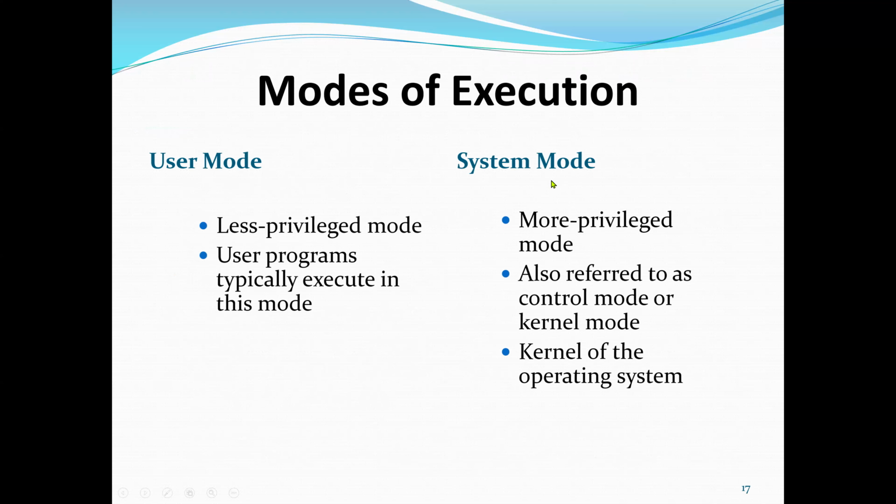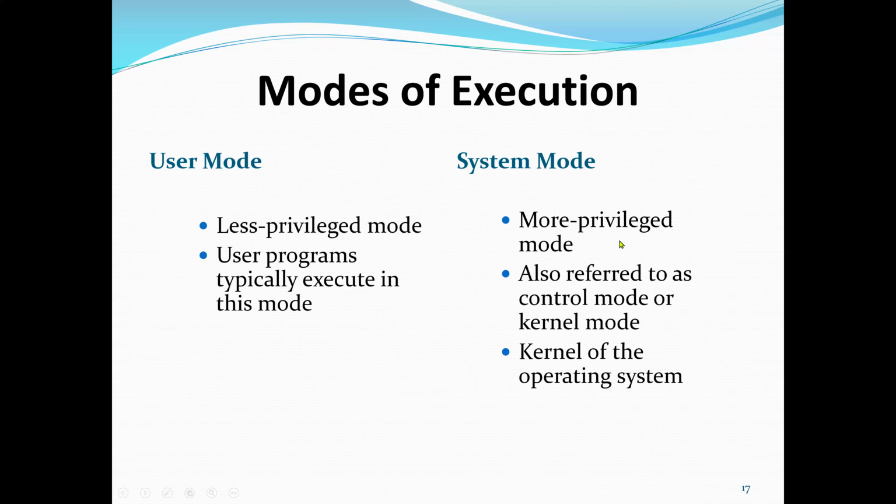So here we have the modes of execution. We have the user mode, which is the less privileged. When we say a less privileged mode, it means that when the process is being executed in user mode, it doesn't have access to computer resources such as the main memory. So it's less privileged, but user mode is the safe mode. System mode is more privileged because the process has access to almost all the computer resources, but this is not a safe mode.